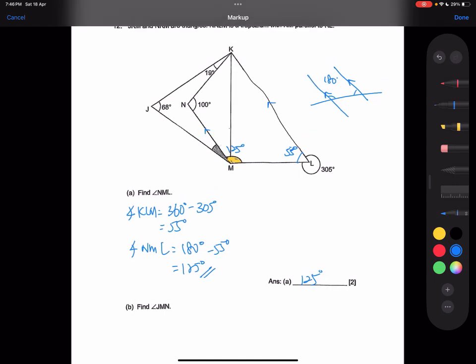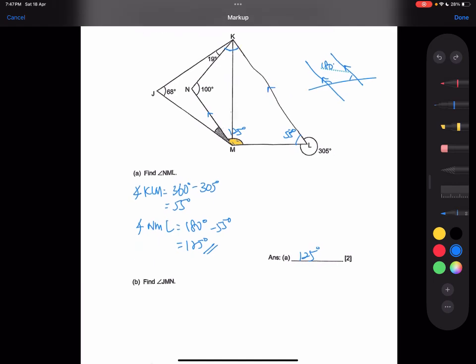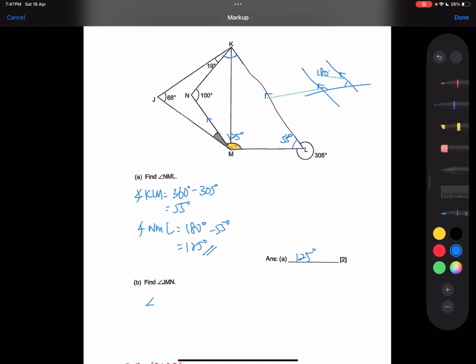Okay, now let's find this angle here. Remember the same rule where when you have one line that cuts across two parallel lines, the internal angles must add up to 180. So this angle and this angle must add up to 180. Right? So part B, first step, let's find angle NKL. Okay, that's 180 minus 100 will give us 80 degrees. So this is 80 degrees.